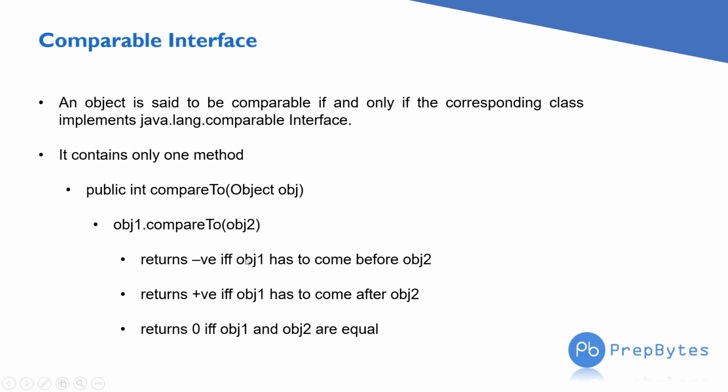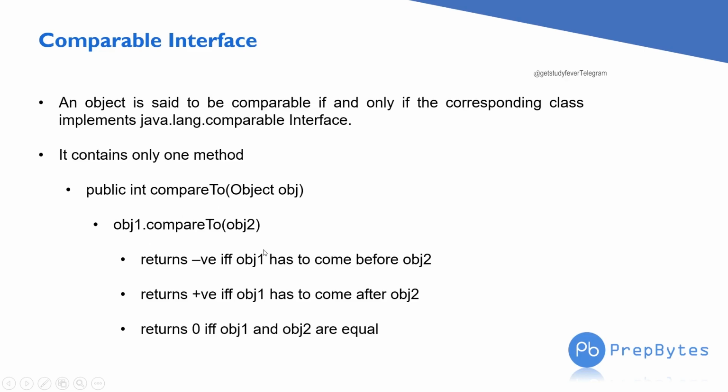It returns negative if and only if object1 has to come before object2, in the sense that object1 is less than object2. If object1 has to come after object2, in the sense that object1 is greater than object2, then it will give me a positive integer. And it will return 0 if object1 is equal to object2. Now let's test this.